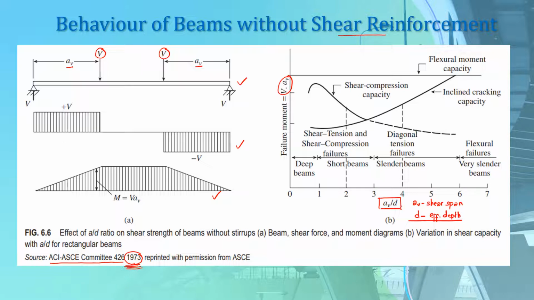You can see this a_v by d ratio is plotted on the x-axis of the graph. As we move to the right, the value of a_v by d increases. What we have done here is keep the value of a_v constant, and as we move along to the right, we have decreased the value of the effective depth so that the whole ratio a_v by d increases as we move to the right of this graph.